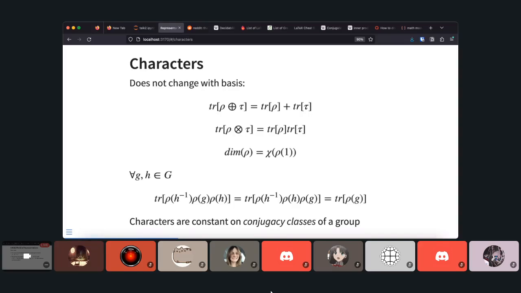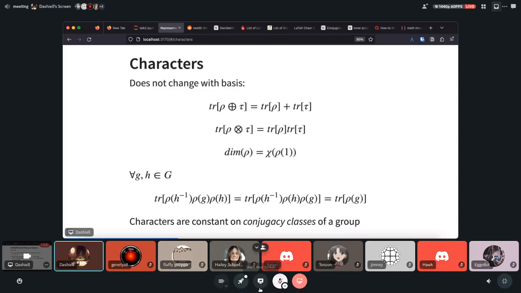And so the trace has to be constant on what are called conjugacy classes. Conjugacy classes are a way to partition the group into a relatively small number of classes, and the characters are constant on those conjugacy classes. I should have had a slide on conjugacy classes maybe, but I don't. Does that kind of make sense?